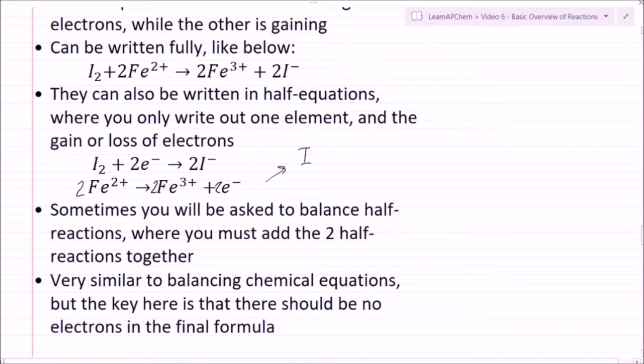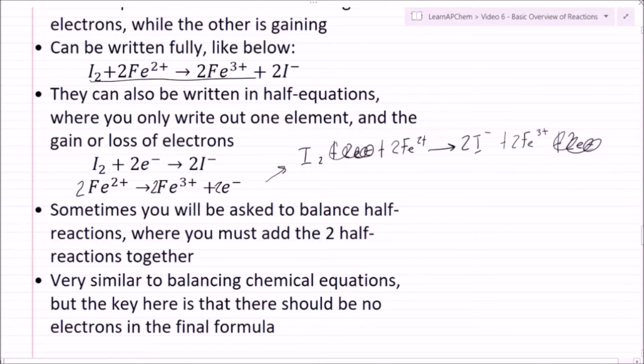So to add this together, I simply just write out my reactants from both, and then I'll write the products from both. So here 2I- plus 2Fe3+ plus 2e-. And I can see here that I can cancel these electrons, and I'm left with the same equation that's up here. So that's how you would balance a half reaction. You have to make sure that when you add the equations together that the electrons will cancel out.